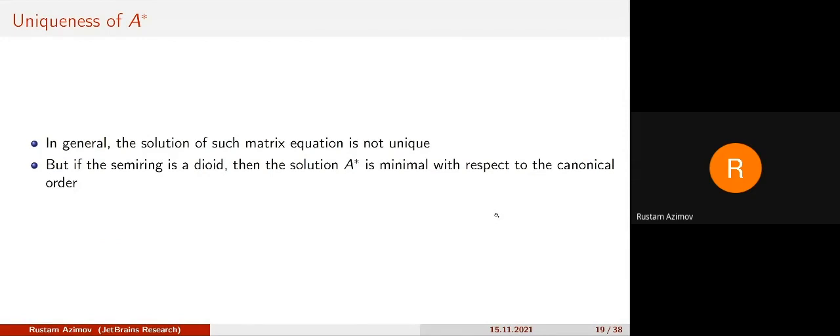Also, in general, the solution of such a matrix equation is not unique, but for example, if we have a dioid with canonical order, then the solution A star is the minimal solution with respect to this order. And for almost all applications, we have such algebraic structures as dioids, and then we have the uniqueness of the solution.